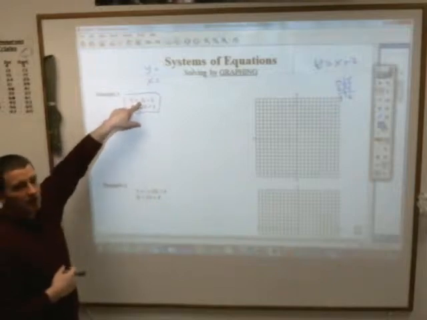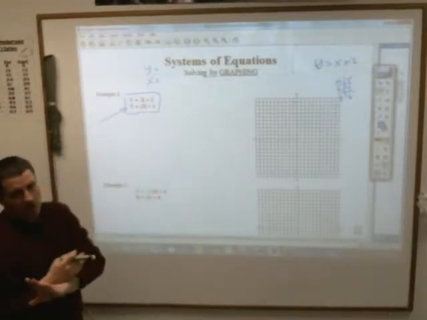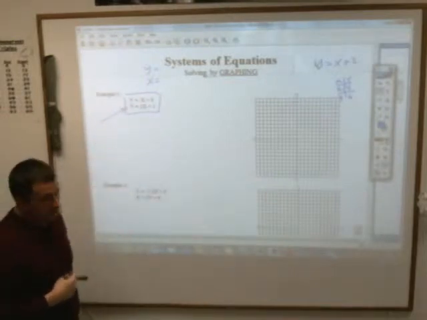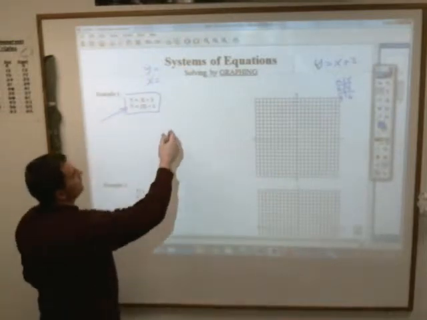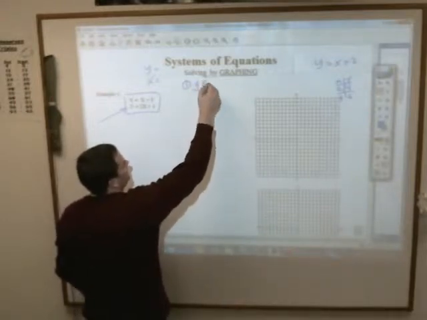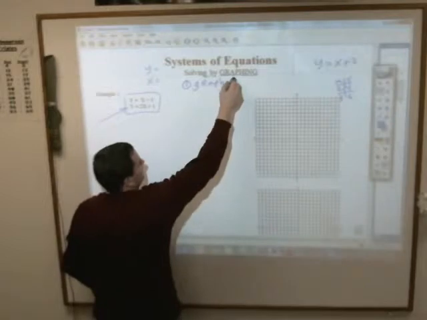When you graph them, they cross, because the point where they cross is the answer that solves both of them, and there's only going to be one point there. So when you solve by graphing, your first step is you need to graph both lines. And it's not very hard.